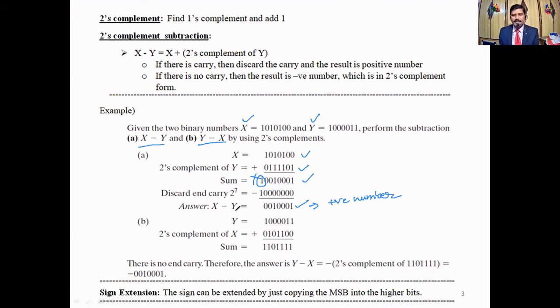Let us say y minus x you take. So take y. Y minus x means y plus 2's complement of x. So 2's complement of x you have to find out. And the sum is this one, and there is no carry here. See? And the result is a negative number, because y minus x we have done, a small number minus a large number.